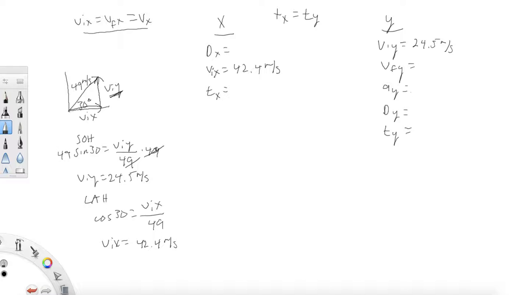Well, I know my acceleration in the y direction is always going to be gravity, so I'm going to say negative 9.8 meters per second squared. And this negative just denotes that it's in the downward direction. So the first question asks, what is the maximum height?